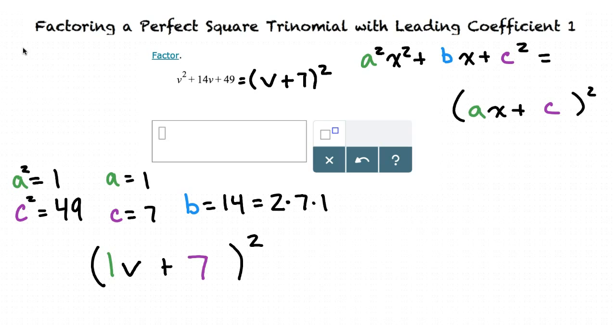So it seems like we first see if the leading coefficient and the constant term are perfect squares. Then we see if b equals 2 times a times c. If this is the case, then we know that the factored form of the perfect square trinomial is in the form of ax plus c quantity squared. Am I missing anything? No, you're not. Great job.